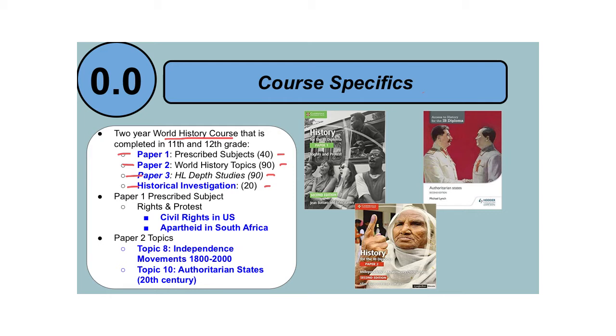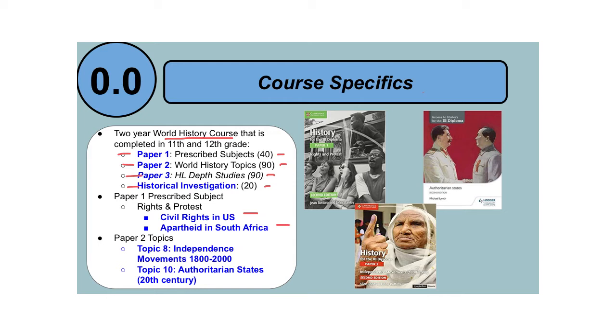Now, looking a little bit deeper at Paper 1. Paper 1 is a prescribed subject topic required by the IB. There are 5 different prescribed topics, and a school is required to choose one. We chose to do rights and protests. In Paper 1 here at Y-High, over 11th and 12th grade in our IB History course, we will be discussing the Civil Rights Movement in the United States and the Apartheid Movement in South Africa.